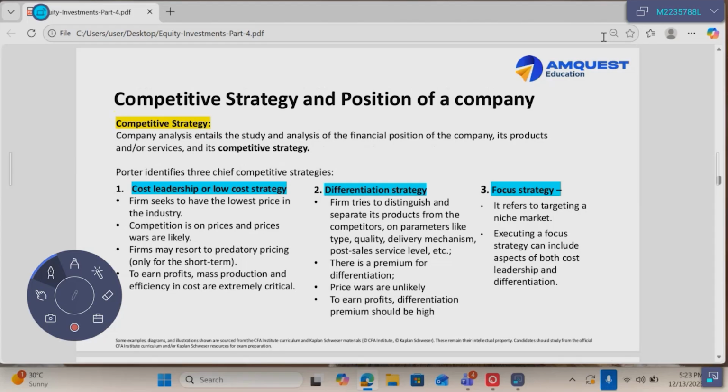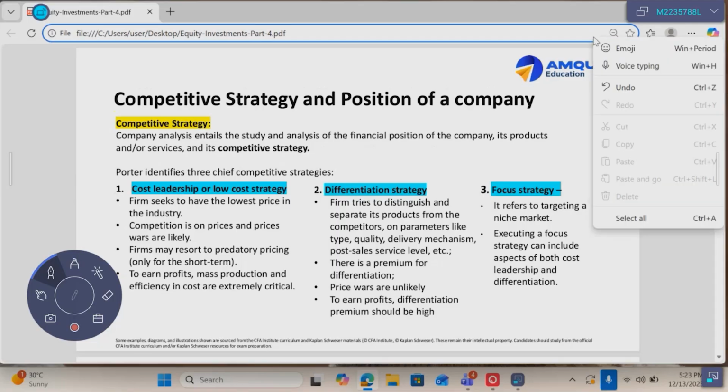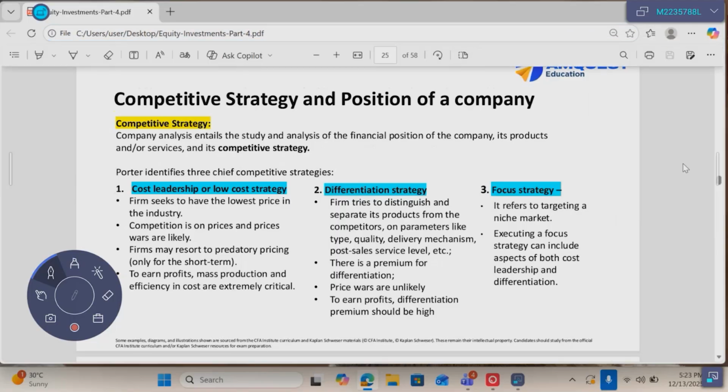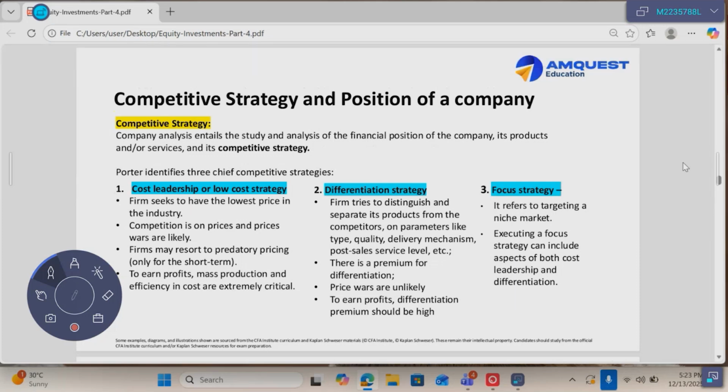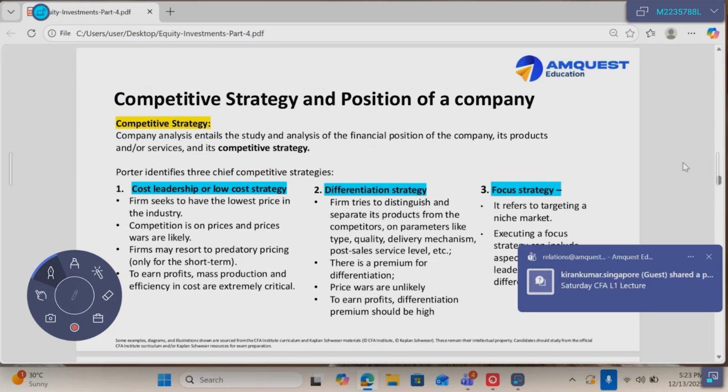So competitive strategy, Porter has identified three chief competitive strategies. The first is cost leadership or low cost strategy. So as I was saying, the firm over here seeks to offer the lowest prices in the industry. A different example I can give you is Zerodha. When Zerodha started, they offered something known as zero brokerage fee. Before Zerodha came into the picture, Angel Broking, Sharekhan, etc., used to charge relatively high broking fees in order to execute the transaction.